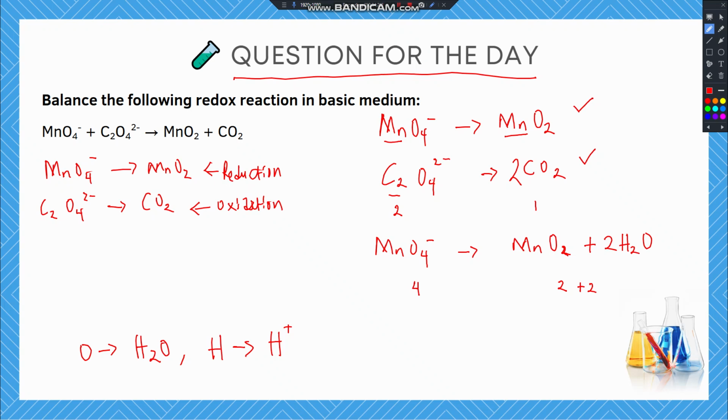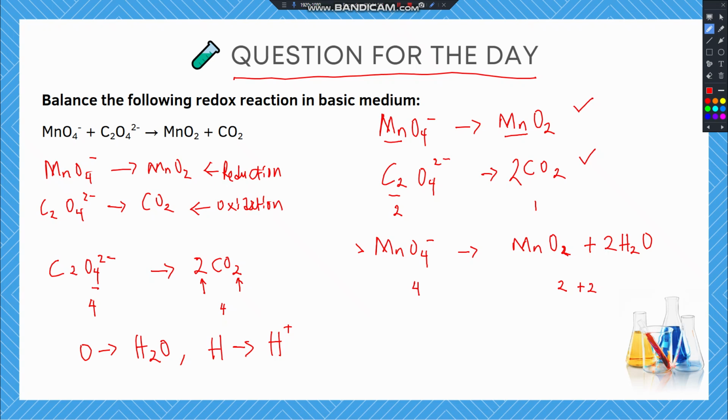For the second half, we have C₂O₄²⁻ yielding 2CO₂. On the left hand side, we have 4 atoms of oxygen, and on the right hand side, we have 2 atoms of oxygen multiplied by this coefficient of 2, which makes 4. So oxygen is balanced, and we don't have hydrogen in this equation, so no need to balance hydrogen.